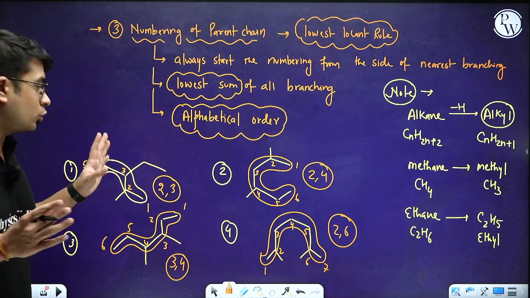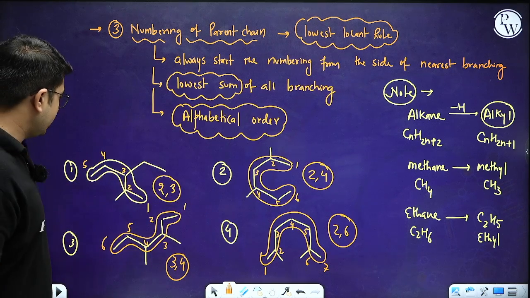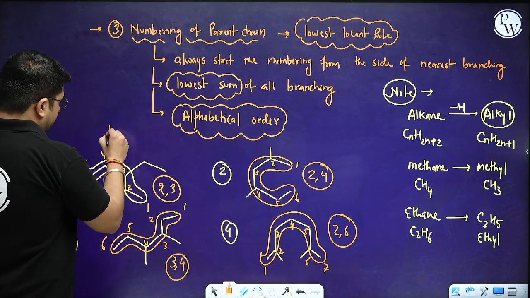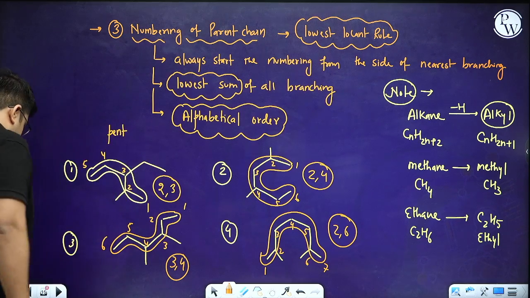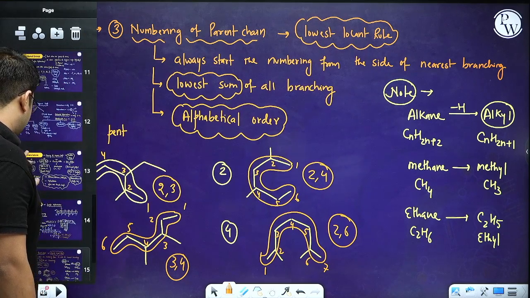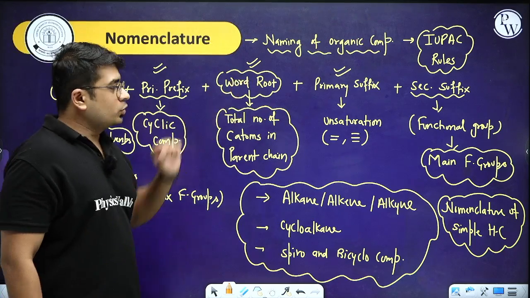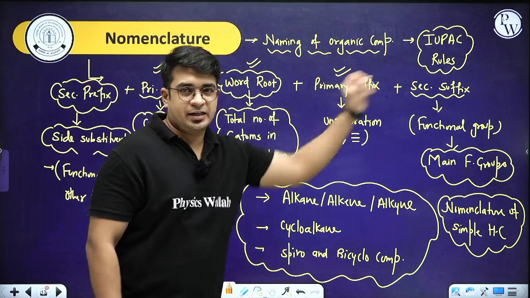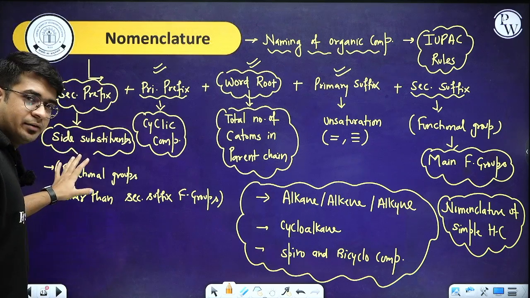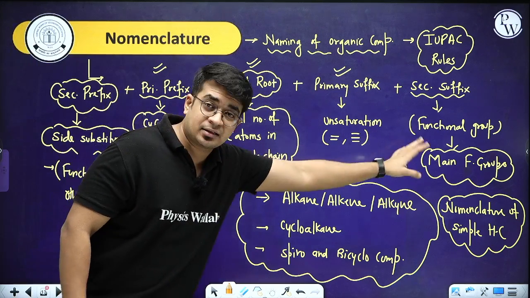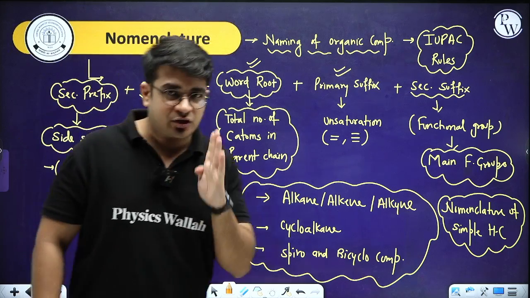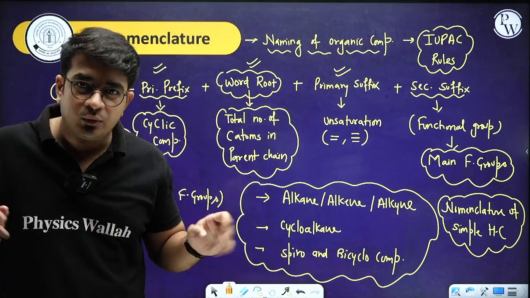We cannot use the cyclo because these are acyclic compounds. Okay, so in this particular case we have total 5 atoms. 5 atoms means word root will be pent. Okay, so if I talk about the word root, I can again explain this entire part. Then we have primary suffix, then we have secondary suffix, then we have prefix, then we have secondary prefix. This talks about the side substituent as well as other functional groups which are present other than the main functional group. This one only talks about the presence of a cyclic structure. If there is an acyclic structure, no need to include this entire part.